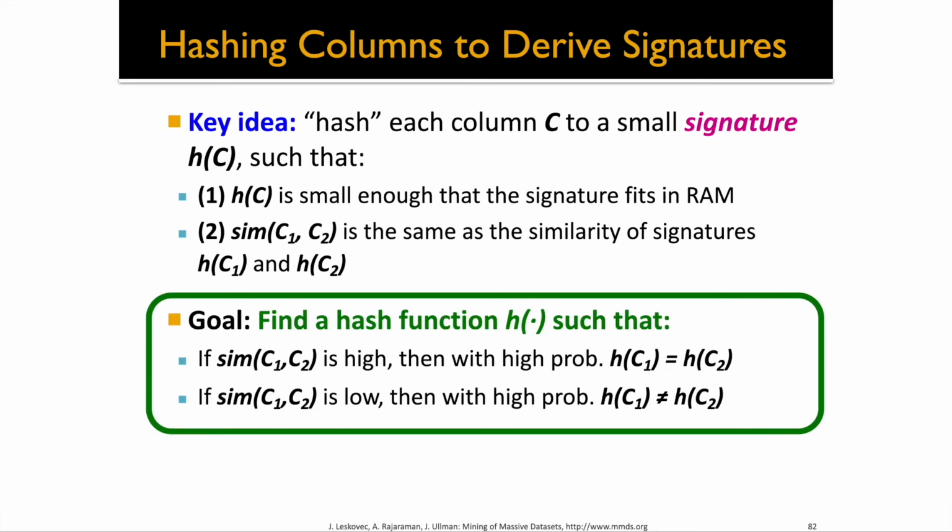And the goal here is to find a hash function that satisfies these constraints. First, if the similarity between two documents is high, then the two documents should hash to the same bucket or the same value. And if the similarity between two documents is low, then we should have a high probability that the hashes of these two documents are not the same. Though note that we're talking probabilistically, that doesn't mean it has to happen.